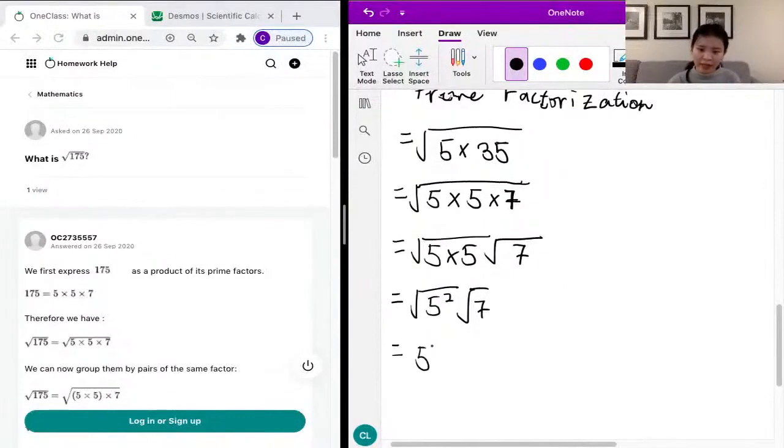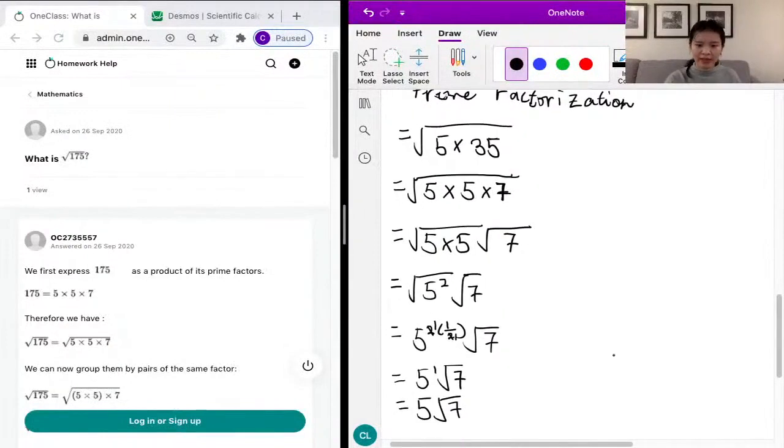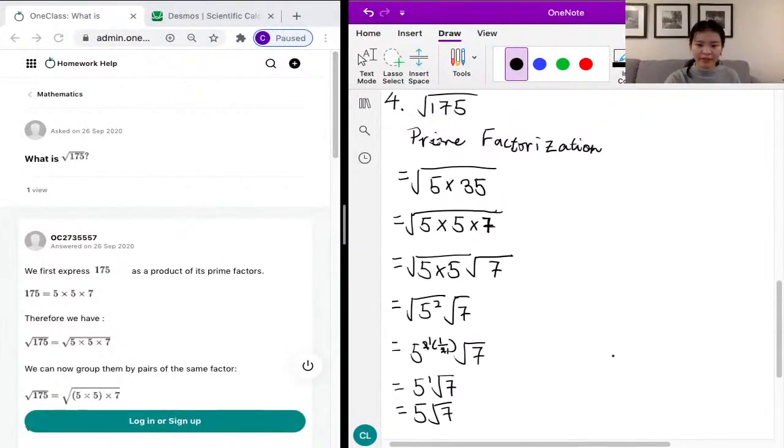Or similarly, we know that the square root sign is actually to the power of 1/2. So we have 2 times 1/2, which is equal to 1, because the 2 cancels out with the other 2. So you have 5 to the power of 1, root 7, and 5 to the power of 1 is just 5. So our answer of the square root of 175 simplified is 5 root 7.